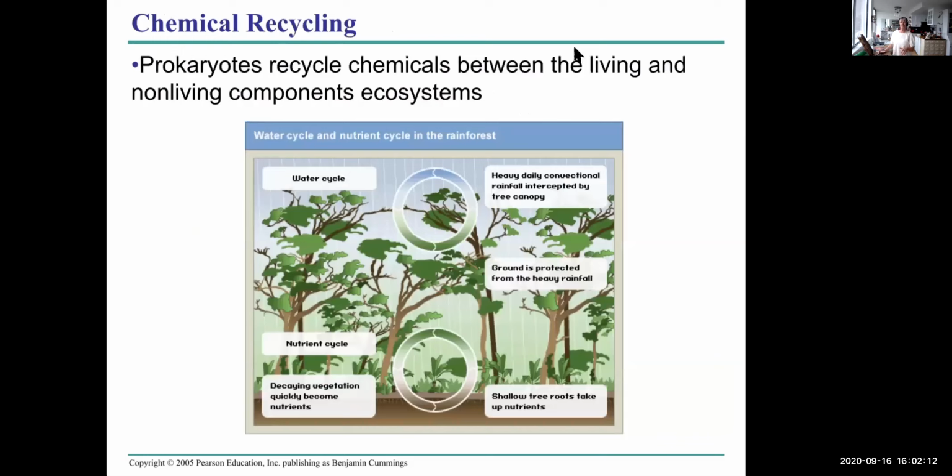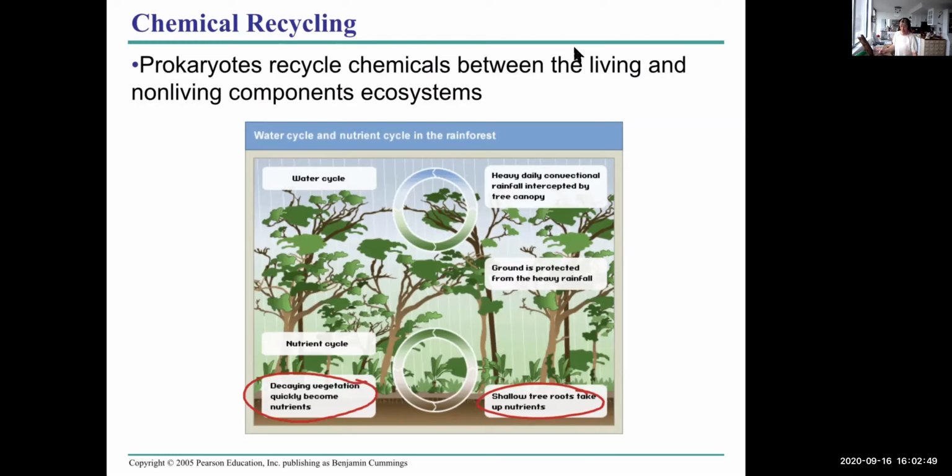So chemical recycling in an ecosystem occurs as a result of prokaryotes. They recycle chemicals between the dead and the living. It sounds like something out of Halloween. Yeah, it's not scary. It's a perfectly natural thing to occur. So this is a cycle of decay, rainfall, and tree roots taking up nutrients. And decaying vegetation quickly becomes nutrients.